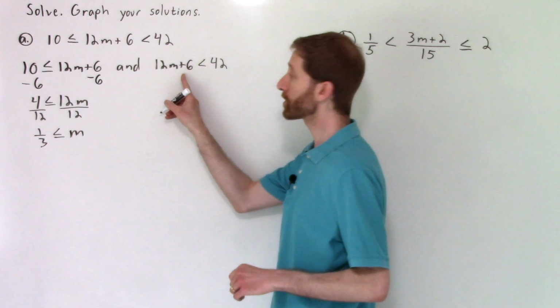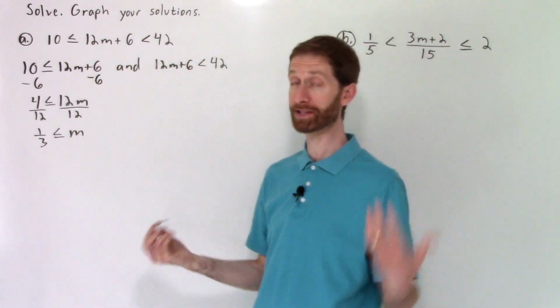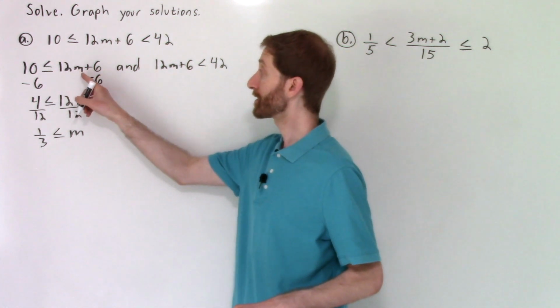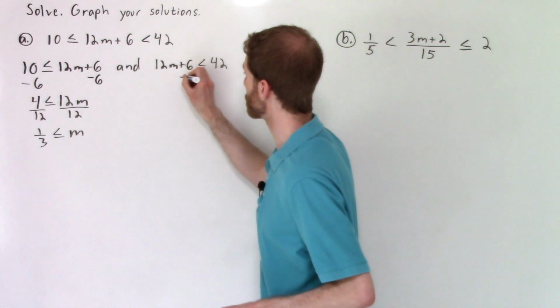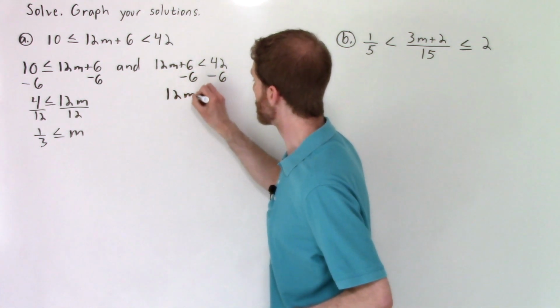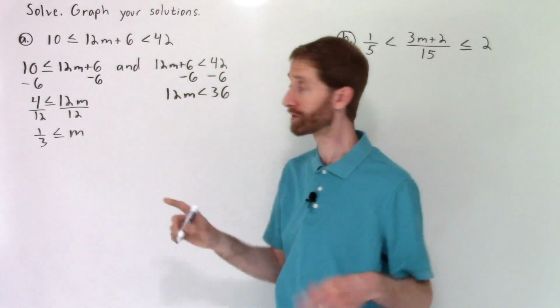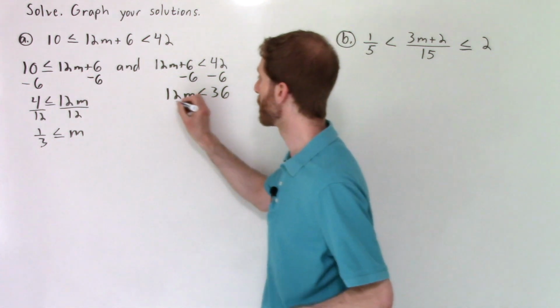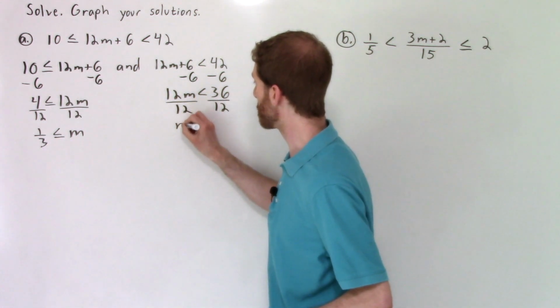Now, notice that when I solve this inequality and isolate m, I'm going to be doing the same steps, because after all, I'm isolating the very same m from the very same expression. So I'll subtract 6 from both sides, and that's going to leave me with 12m is less than 36. We're going to get two different solutions here because we have different numbers on the right side. I'm going to divide both sides by 12, so we get m is less than 3.